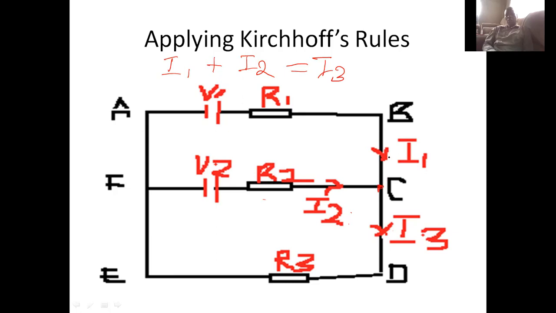Current 1 is entering the junction, and current 2 is entering the junction, and current 3 is leaving the junction. And so you add the 2 currents which are entering the junction, and they equal the current which is leaving the junction.